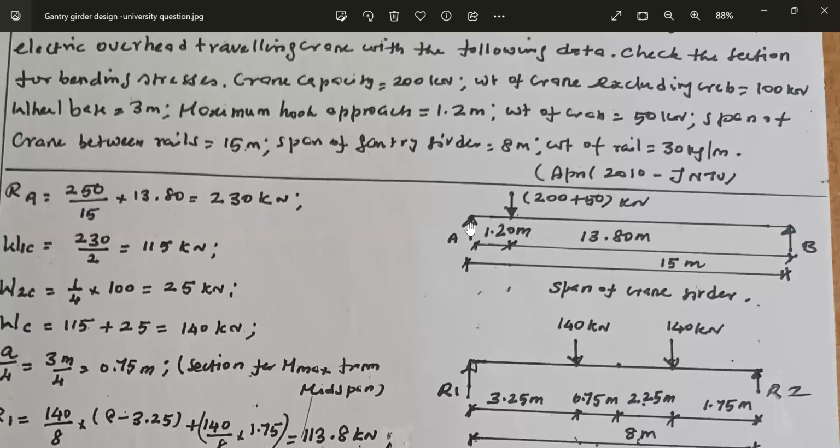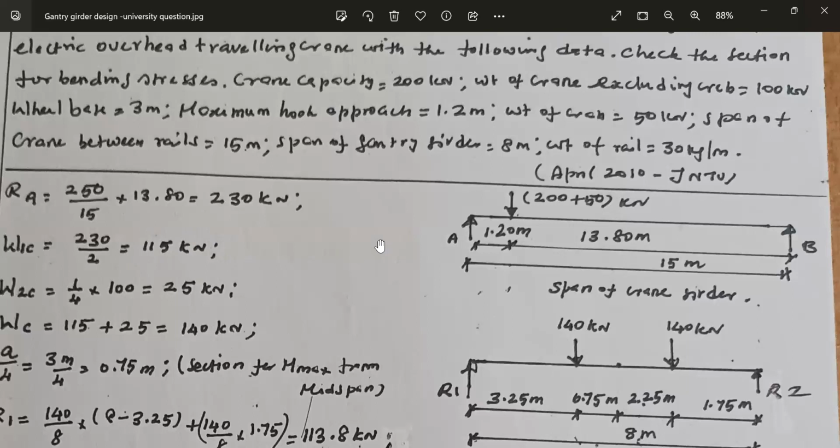There are two wheels on the left hand side of the crane girder. There are two wheels on the right hand side of the crane girder. Therefore, this RA gets distributed through two wheels. 230 divided by 2 is equal to 115 kilonewton. This is the load transferred from the crane through the two wheels. Weight transferred through each wheel is 115 kilonewton.